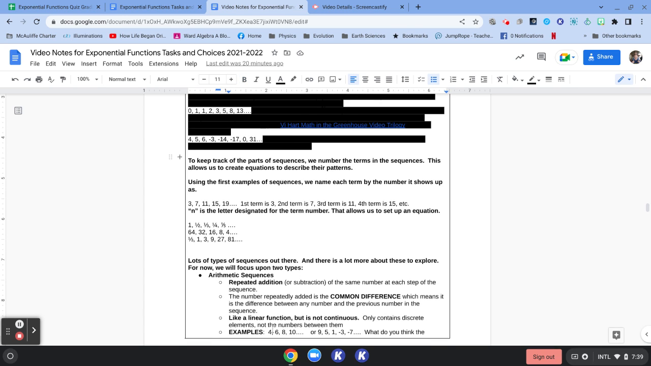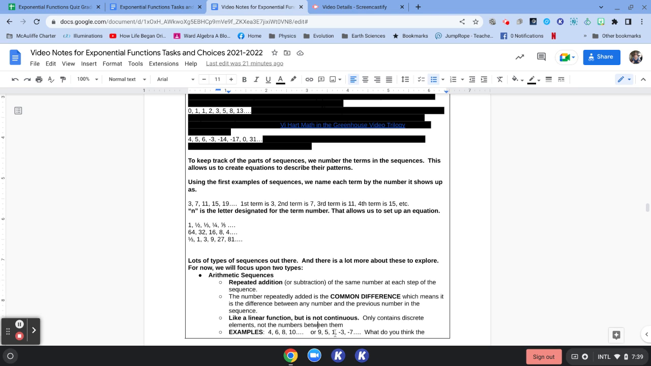So for example, 4, 6, 8, 10. If I do 6 minus 4, that's 2, 8 minus 6, that's 2, and 10 minus 8, that is 2. So that is a common difference of 2 starting with 4.